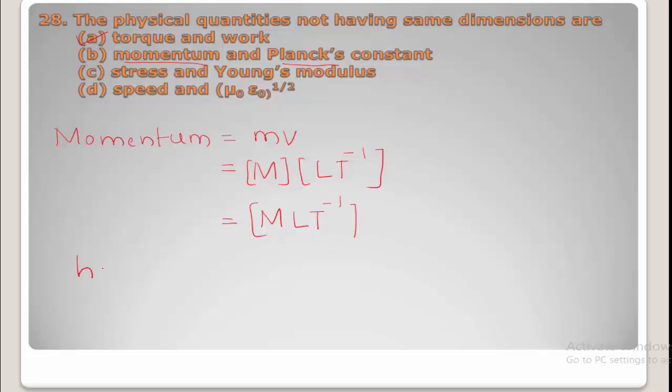Now Planck's constant. So let us find out. E is equal to h nu. So h becomes E by nu. Energy has dimensions of M L square T raised to minus 2. This nu has T raised to minus 1. So this becomes M L square T raised to minus 1. The dimension of momentum is M L T raised to minus 1 and Planck's constant has M L square T raised to minus 1. So these two, momentum and Planck's constant, have different dimensions. So the answer is option B, which have different dimensions.